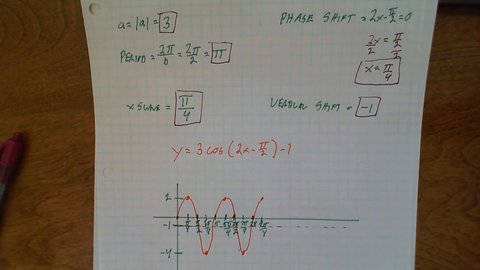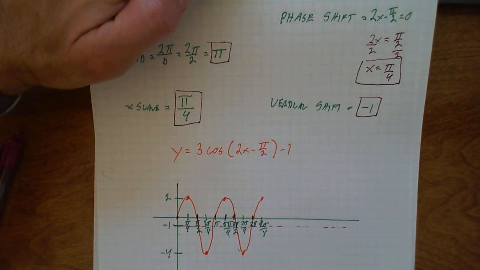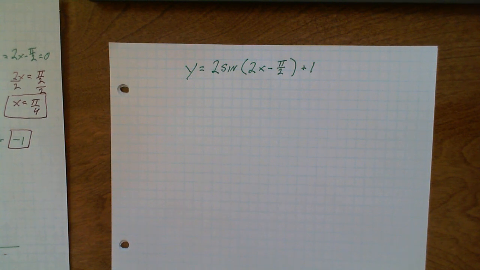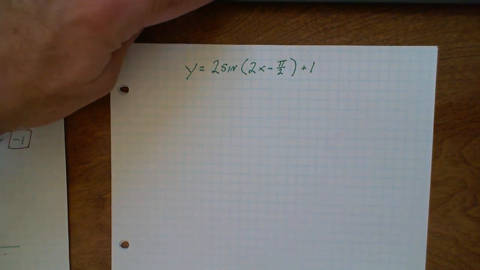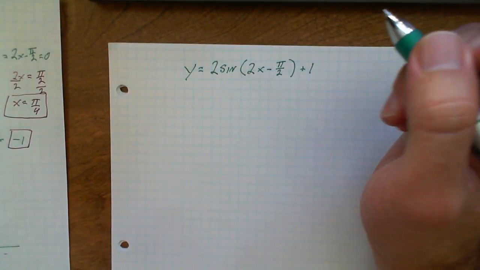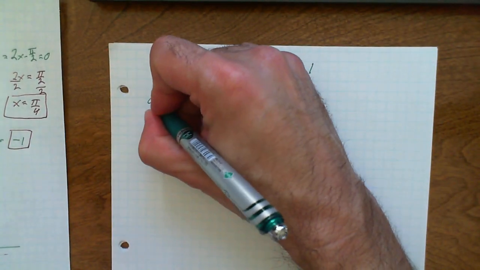Okay, let's do another one, shall we? Okay, here's our next one. Y equals 2 sine of 2x minus pi over 2, plus 1. Let's go ahead and graph that one. Go ahead and pause and try to do that on your own. Okay, let's get our parameters first.